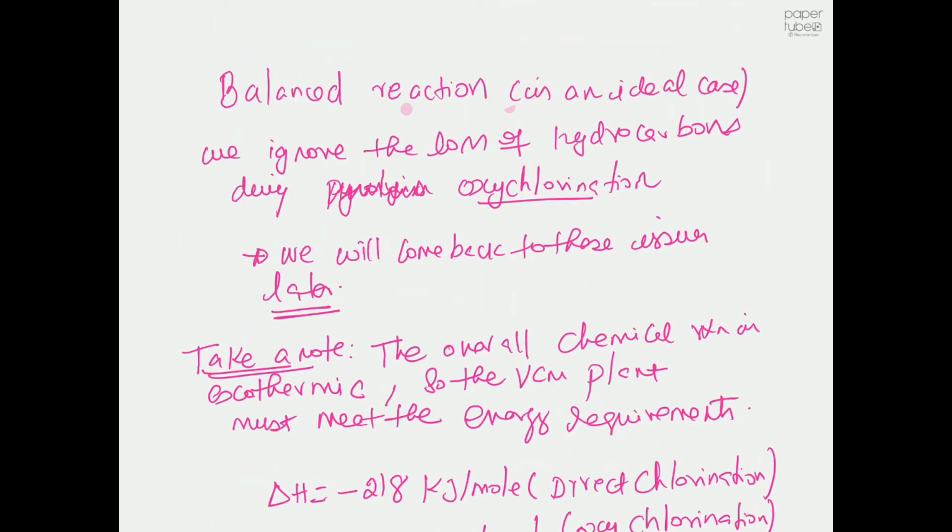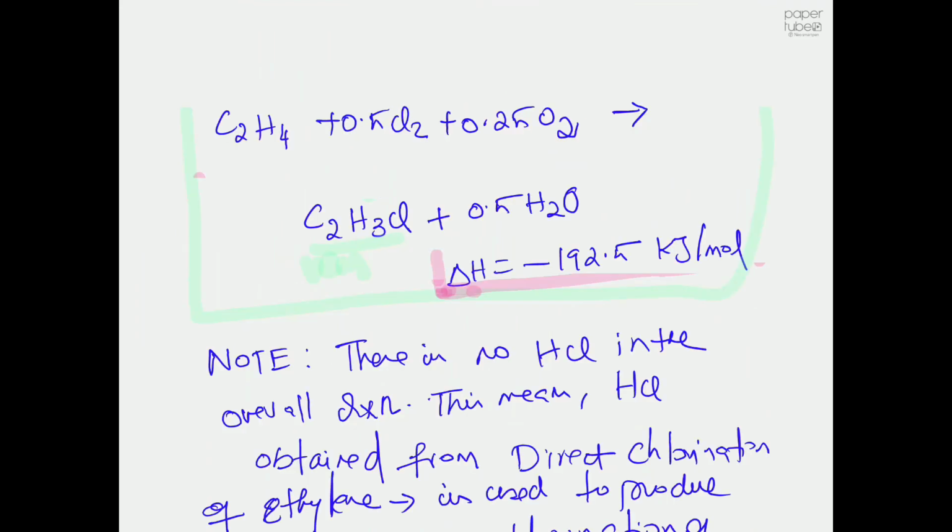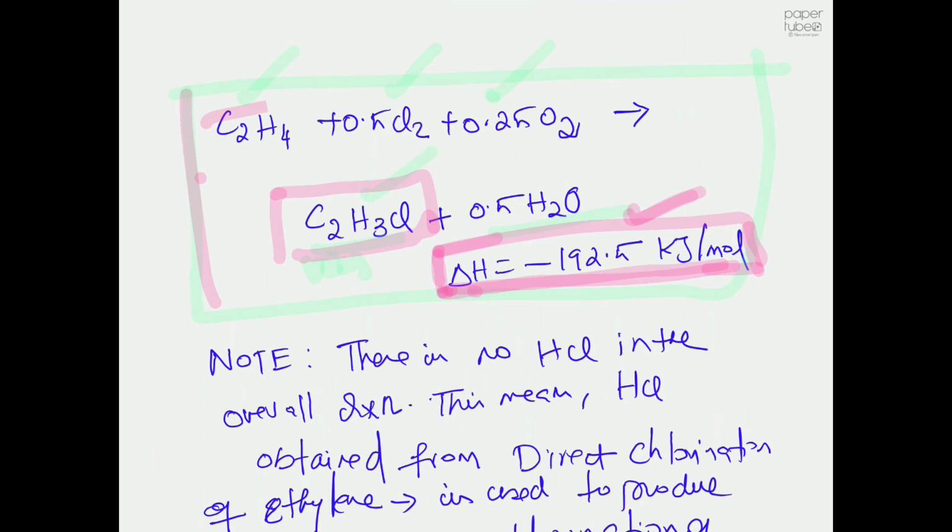Something I have to mention to you. I use this word, ideal case. The reactions which you are seeing here in this box are an ideal case. We just assume almost 100% efficiency. So 1 mole of ethylene gives 1 mole of vinyl chloride monomer.